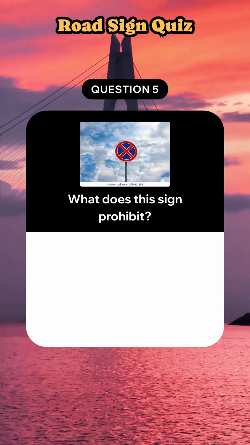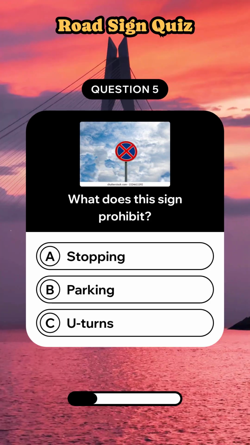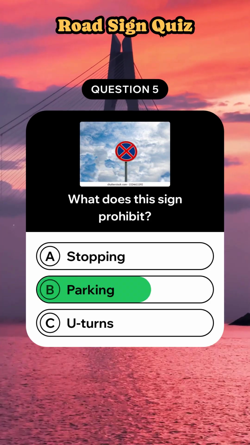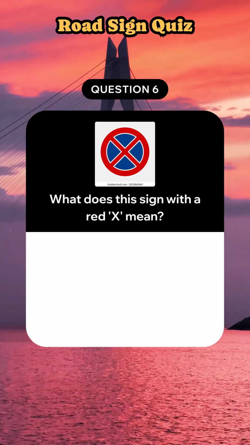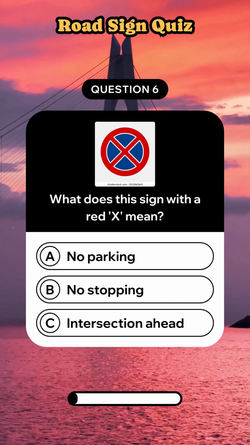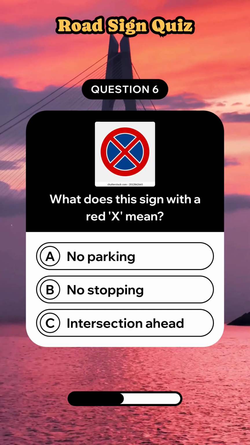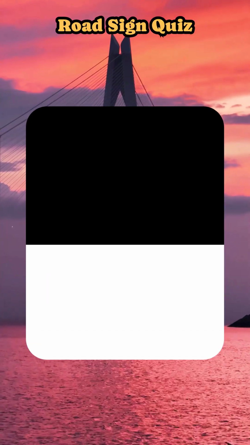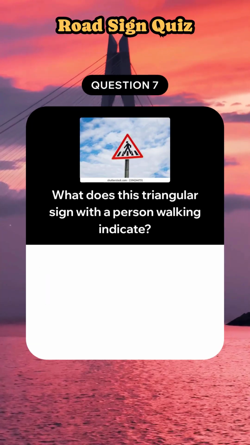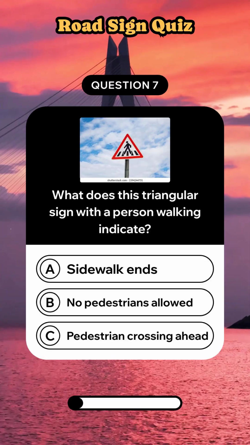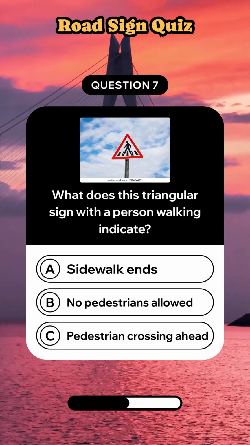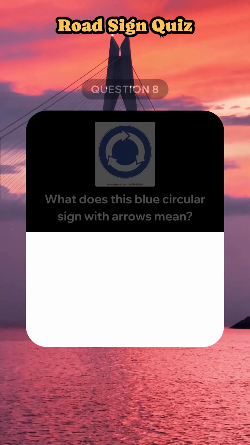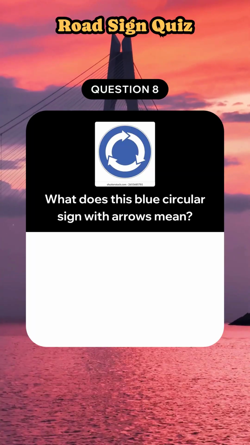What does this sign prohibit? What does this sign with a red X mean? What does this triangular sign with a person walking indicate? What does this blue circular sign with arrows mean?